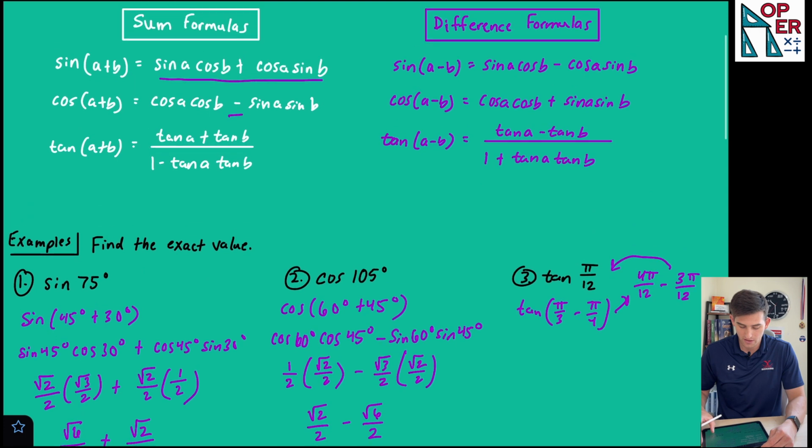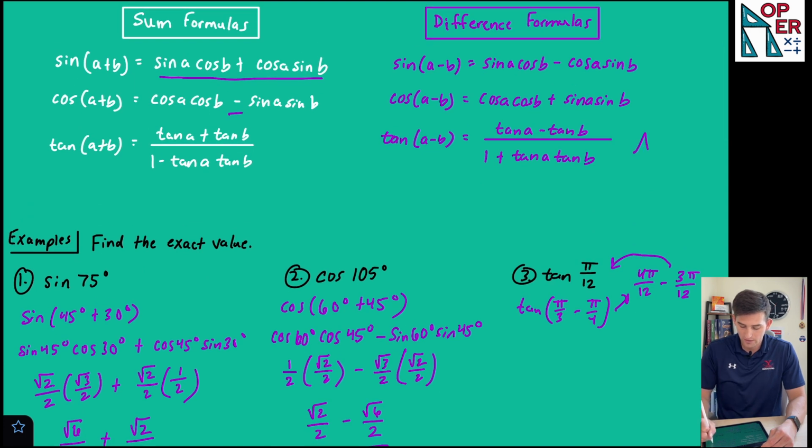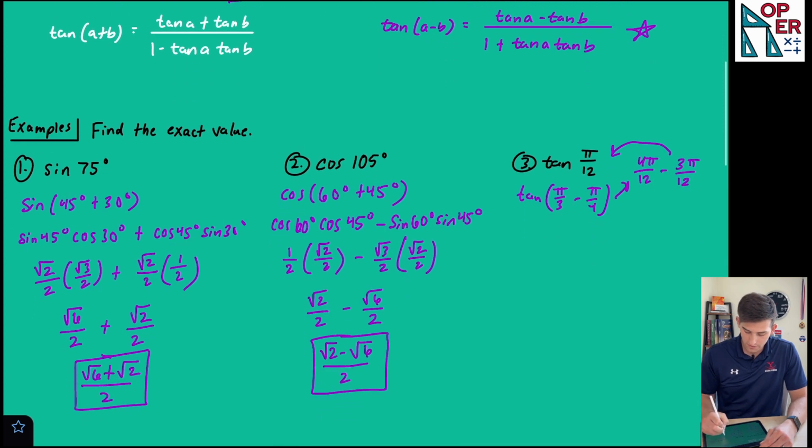So we're over here in the right column now, and we're going to look at our tangent of A minus B. So now we're going to write tangent of A, so tangent of pi over 3, minus tangent of B, so pi over 4. And now we're going to divide that by 1 plus tangent of A, so tangent of pi over 3, times tangent of pi over 4.